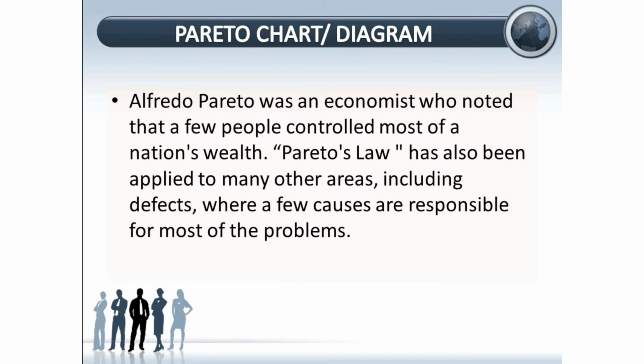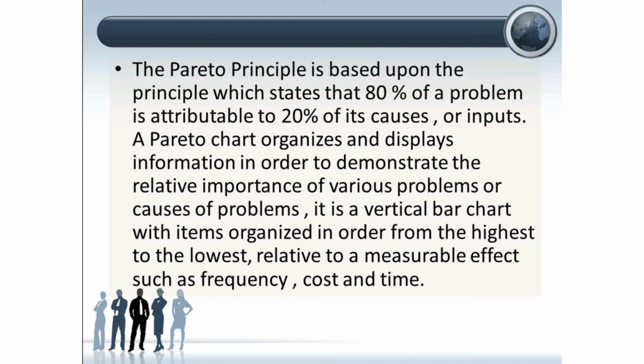Pareto chart or diagram. Alfredo Pareto was an economist who noted that a few people controlled most of a nation's wealth. Pareto's law has also been applied to many areas, including defects, where a few causes are responsible for most of the problems. The Pareto principle states that 80% of a problem is attributable to 20% of its causes or inputs.